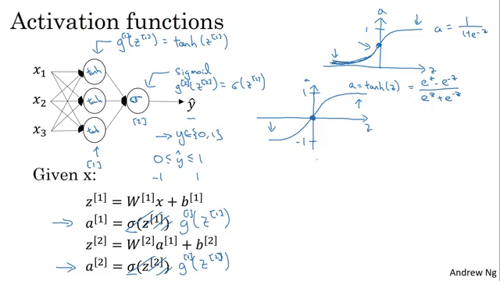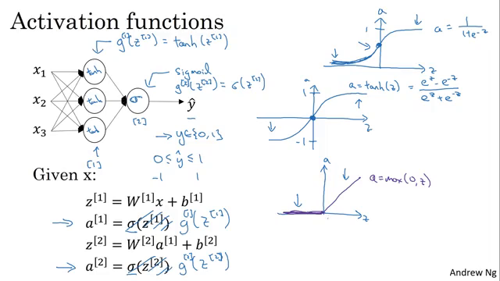So one other choice that is very popular in machine learning is what's called the rectified linear unit. So the ReLU function looks like this, and the formula is a equals max of 0, comma z. So the derivative is 1, so long as z is positive, and the derivative or the slope is 0 when z is negative.